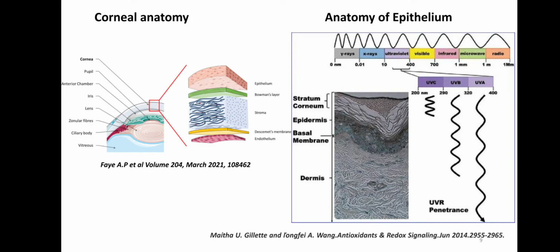Here in this picture we can see the corneal anatomy. The cornea has 5 layers: epithelium, Bowman's layer, stroma, Descemet's membrane and endothelium. On the right side there is a picture of the anatomy of the epithelium. Here we can see the range between 200 nanometer and 290 nanometer. It only penetrates the first sublayers of the epithelium, that is the stratum corneum and epidermis.